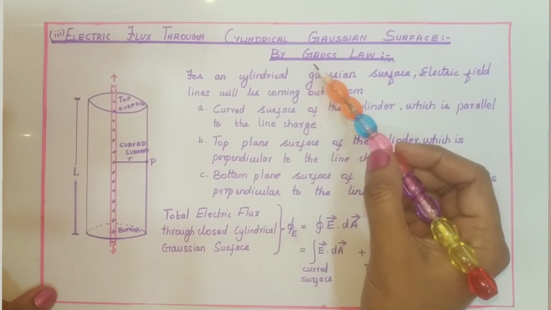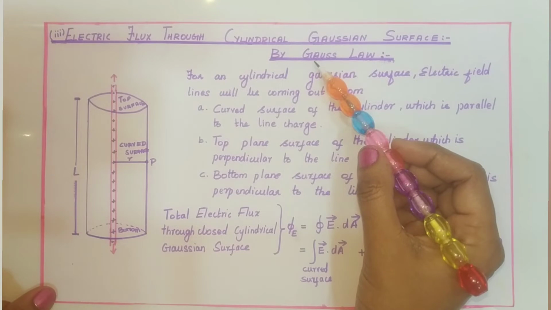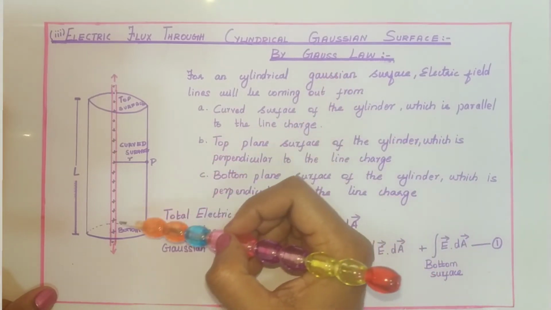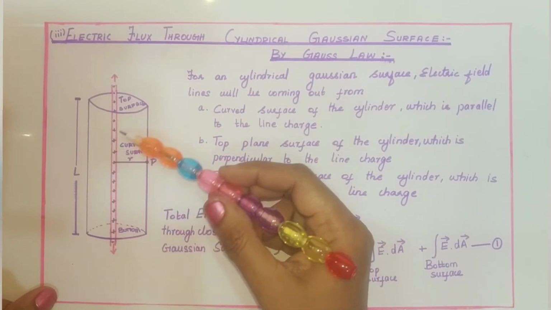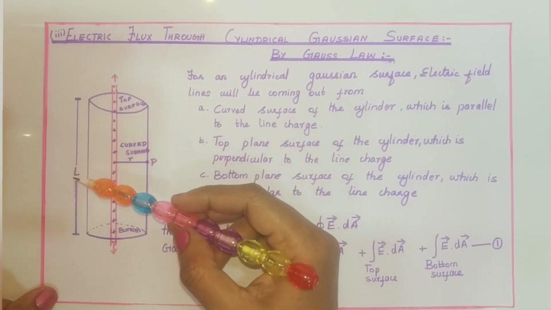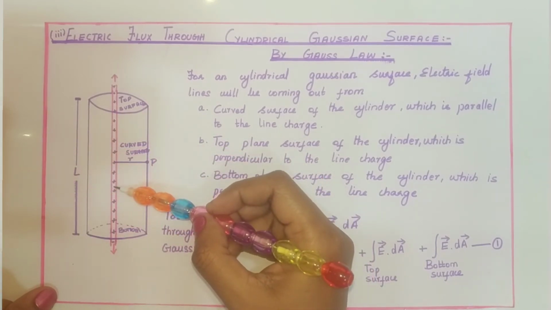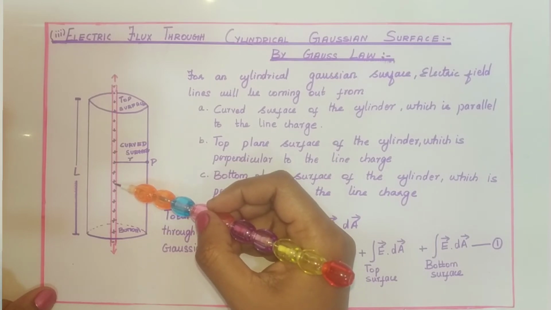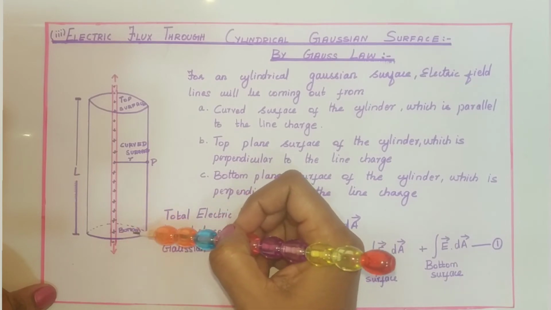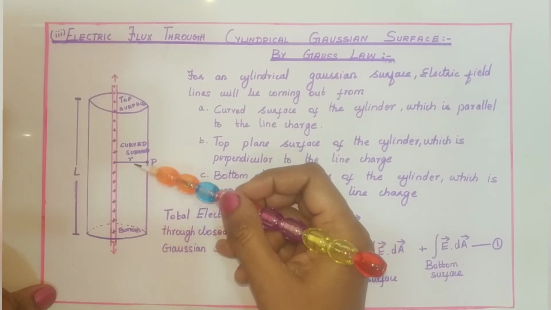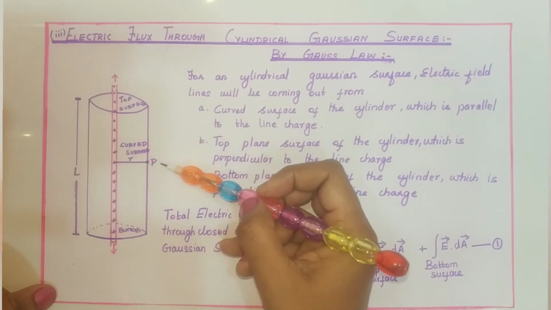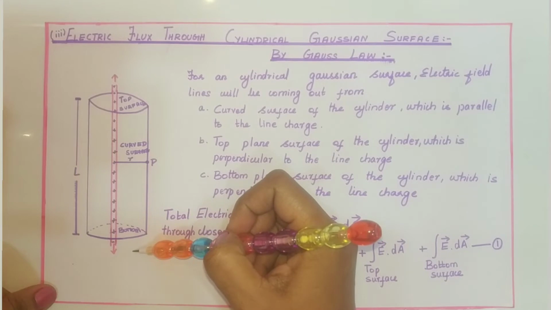We know that the ultimate goal of Gauss law is to find the electric flux through a Gaussian surface. Here is the cylindrical Gaussian surface formed around an infinitely long wire, where we have considered a length L which is accumulated by charge Q. For this cylindrical Gaussian surface, the electric field lines will come out through the top surface, through the curved surface and through the bottom surface.